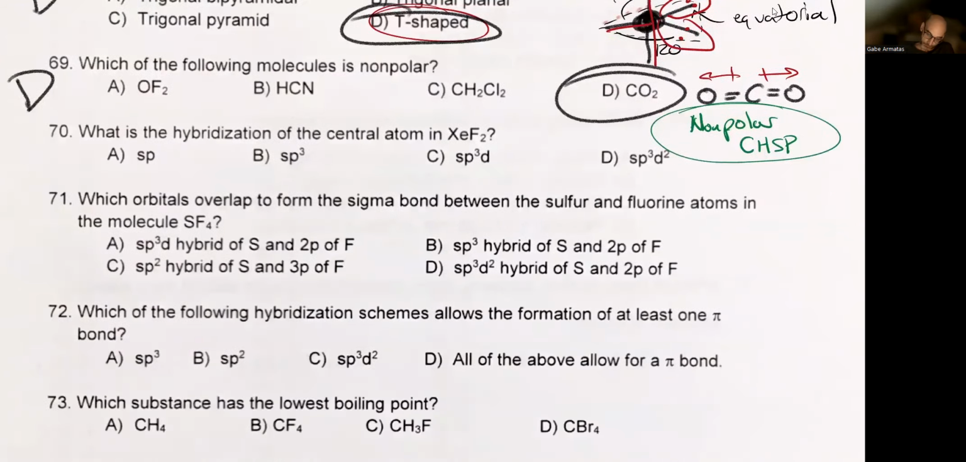All right. What is the hybridization of the central atom? So we have to draw the Lewis structure. And I think we did it above, XeF4. F, 1, 2, 3, 4, 5, 6, 7, 8. There's my Lewis structure.